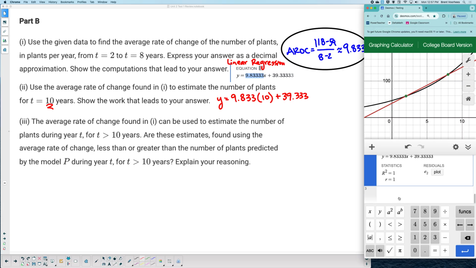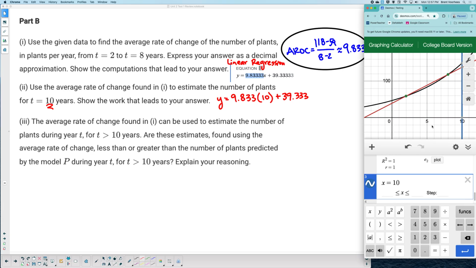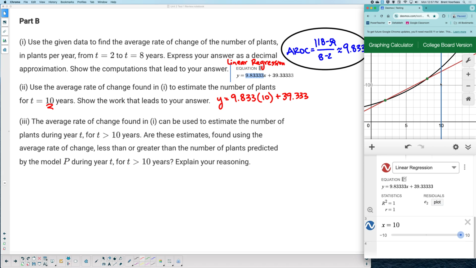Now over here, you don't actually have to type all that in. You could just simply type in X equals 10. Now, which intersection am I looking at? The red or the blue, the black? The red. Why the red one? Because this is the AROC, the other one is the exponential model. So that's my answer right there. Is everybody cool with what I'm doing so far?